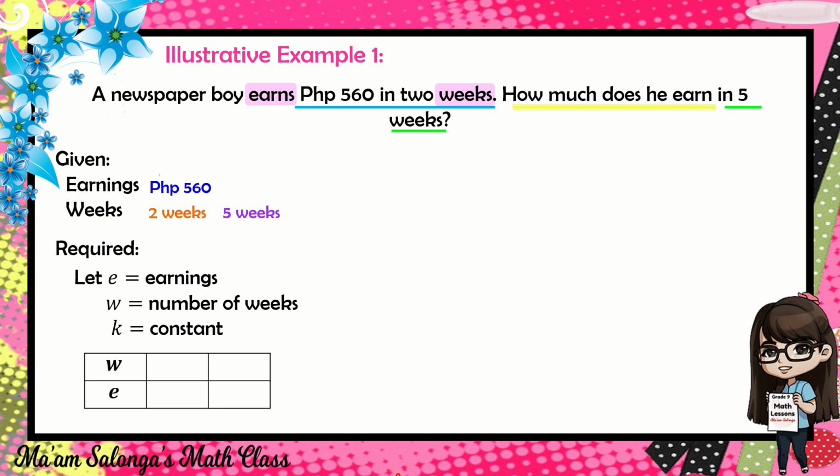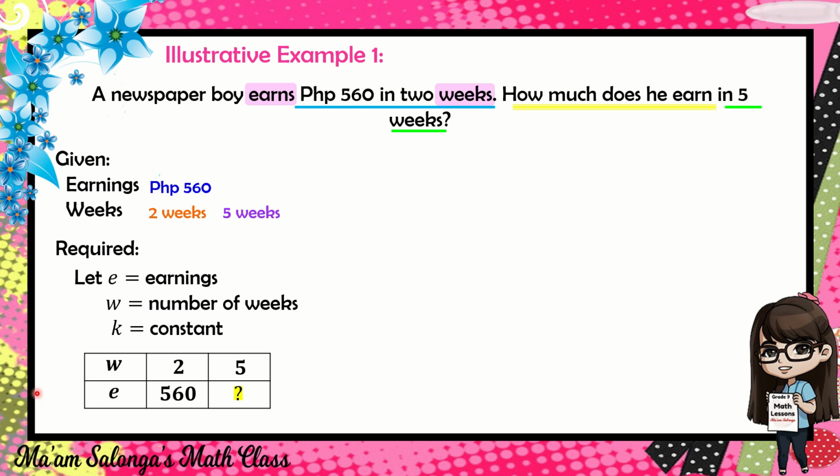Let's identify kung ano ba yung kailangan nating hanapin. Ang sabi dito, sa problem, how much does he earn? So, ang tinatanong yung earnings niya in 5 weeks. So, therefore, ito yung ating unknown. Pagkatapos, ay ilagay natin yung mga nakuha natin sa given kanina dito sa ating table. So, ang ating earnings ay 560. Ang ating weeks, una ay 2, then 5.